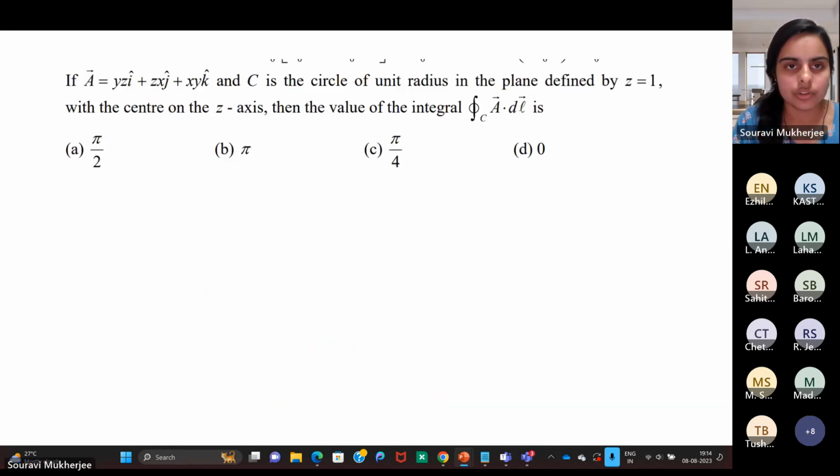Okay. So now this is another question. And here you are given some vector A, and it said that there's some circle of unit radius in the plane, okay, which is defined by z equal to 1 with the center on the z-axis. So this is some circle, and you want to find the line integral of this vector along the circumference of the circle. Okay, so it's a line integral. So can anyone tell me how to do it?